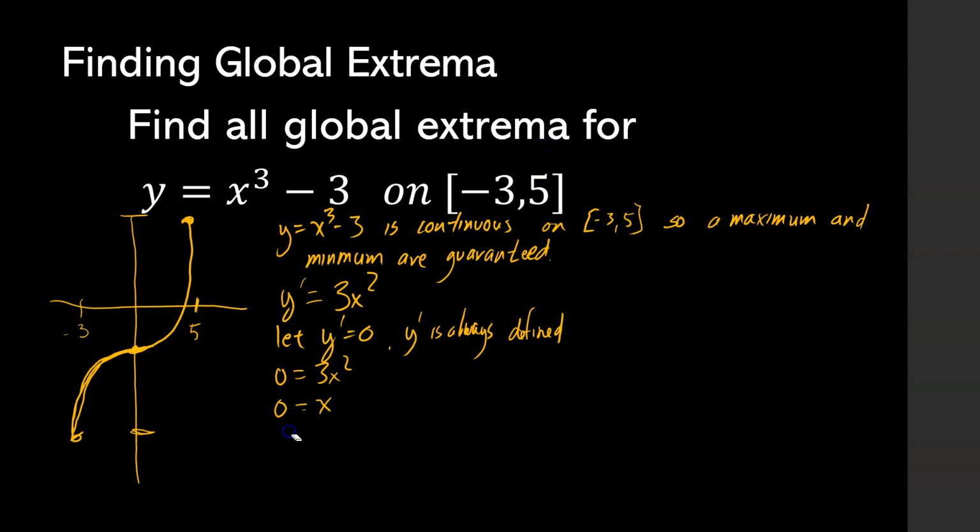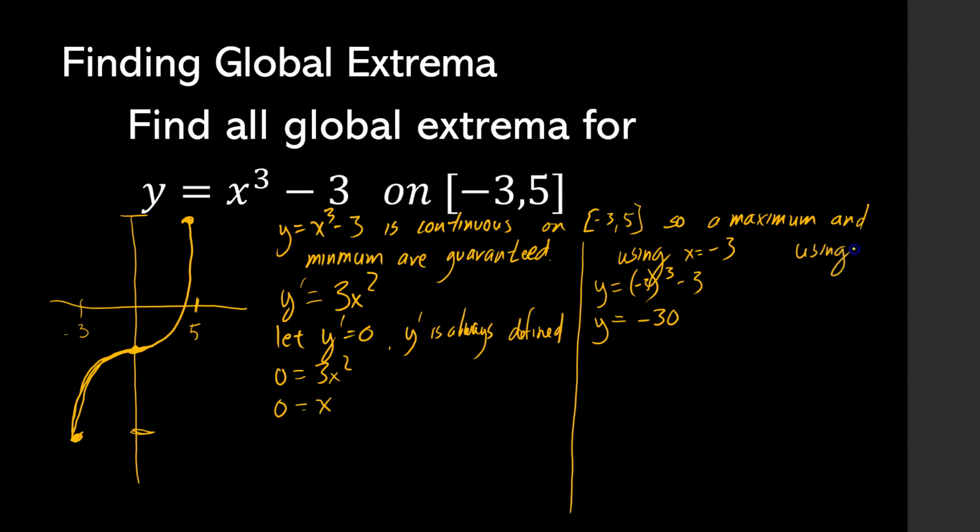Let's go erase. So let's say using x equals negative 3, y equals negative 3 cubed minus 3, and that's going to be negative 27 minus 3 more, which is negative 30. I kind of knew that was going to be the lowest place. Let's make sure. So using x equals, what should I do next? I'm going to go in order, 0. y equals 0 cubed minus 3. y equals negative 3. So I know negative 3 is not a minimum because negative 30 is smaller.